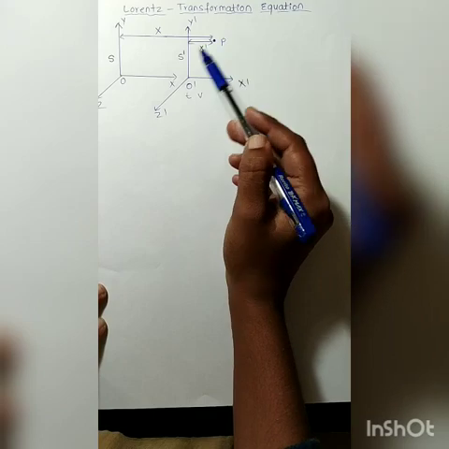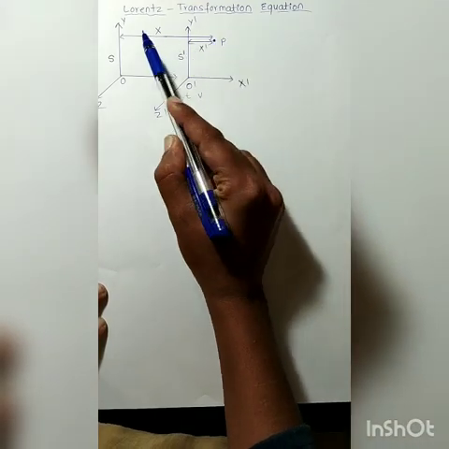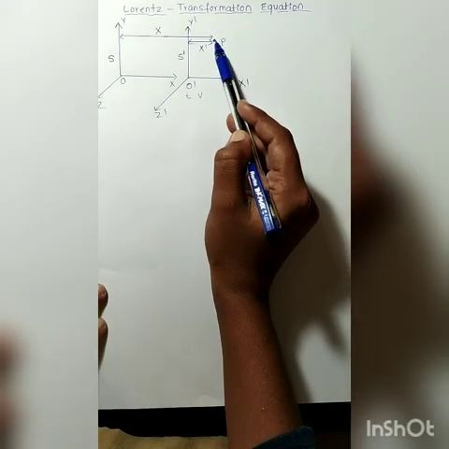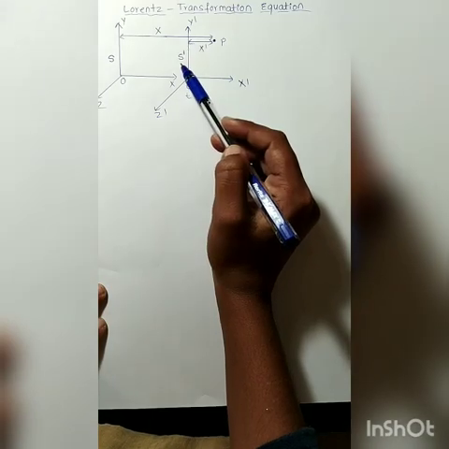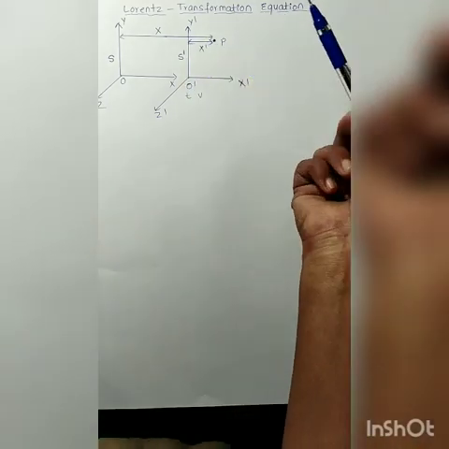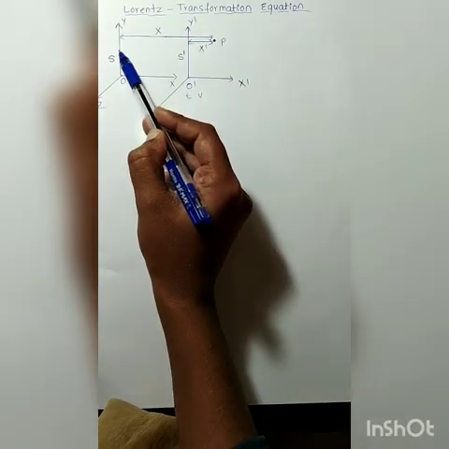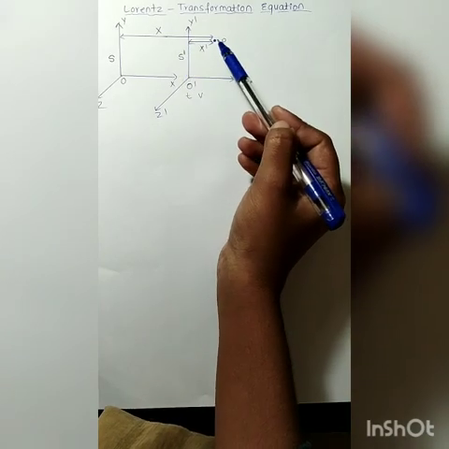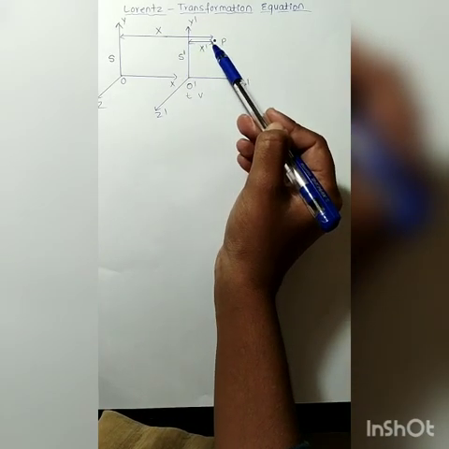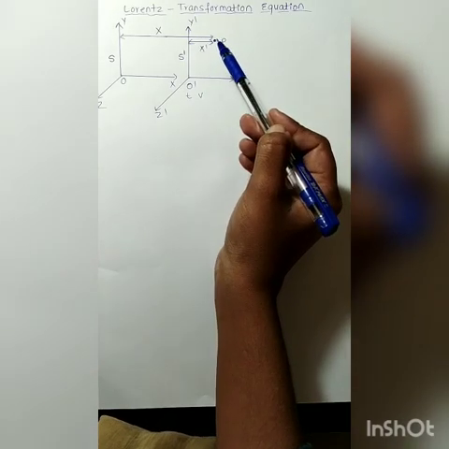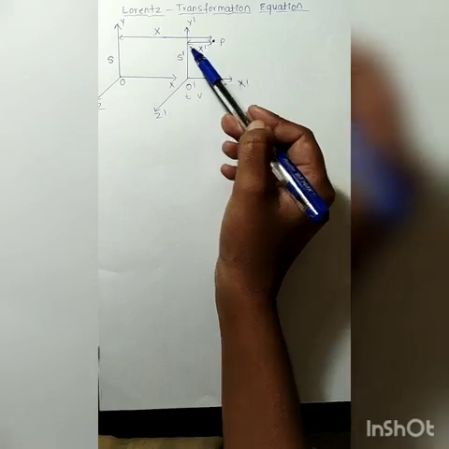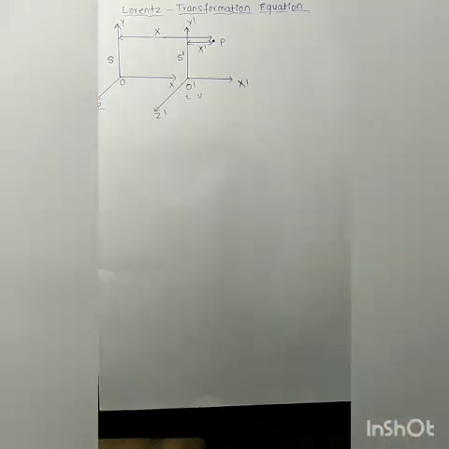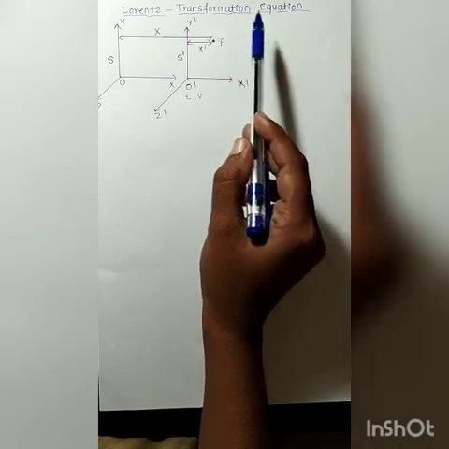At the point P the source is producing light. When light comes out from the point P, it reaches the observer in the S frame, as well as the observer in the S dash frame. But as the S dash frame is nearer to the point P, it will take less time to reach the S dash frame, and more time to reach the S frame. That is the difference between these two. From this we are going to find the Lorentz transformation equations.